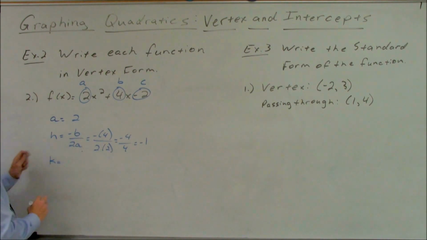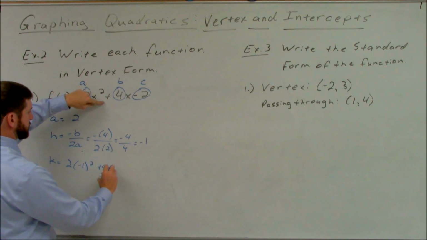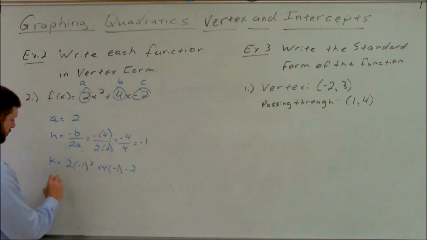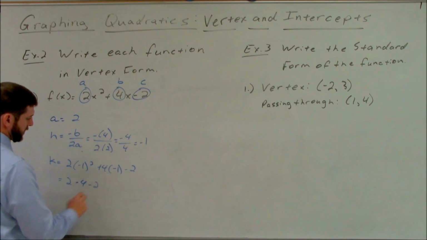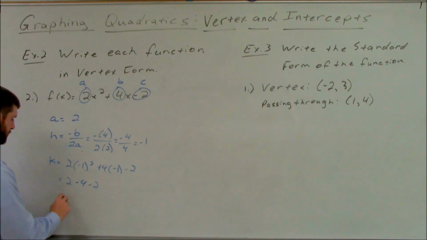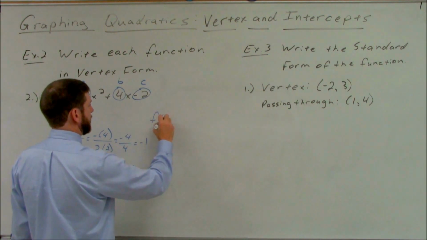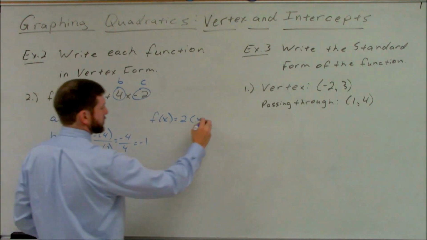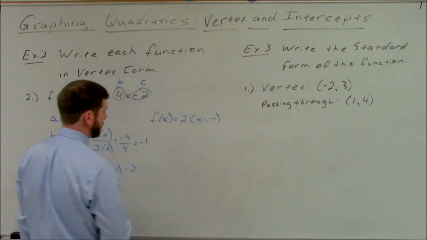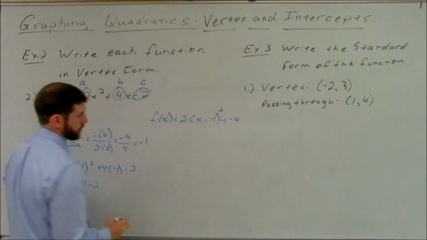And then K is what we get when we plug that back in. 2 times negative 1 squared plus 4 times negative 1 minus 2. So we're going to get 2, because negative 1 squared is 1, so 2 times 1 is 2. Minus 4 minus 2 is going to give us 2 minus 2, which is negative 4. So K equals negative 4. So we have our vertex form. F of x equals A, which is 2, times x minus h, which is 1. So minus negative 1, plus K, which was negative 4. Oh, don't forget your quantity squared on there.